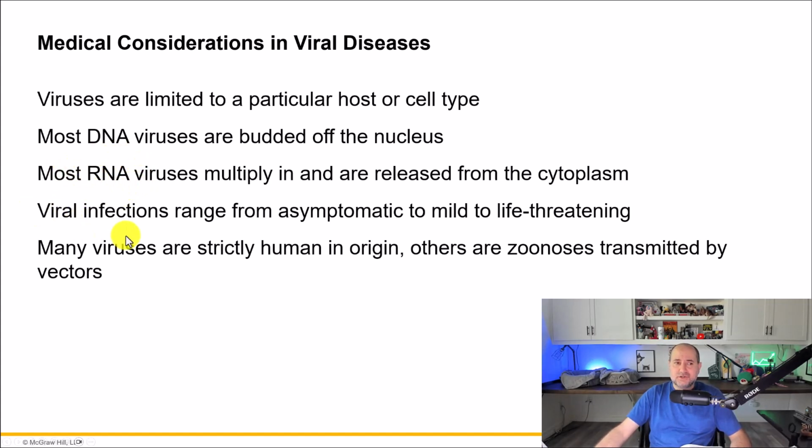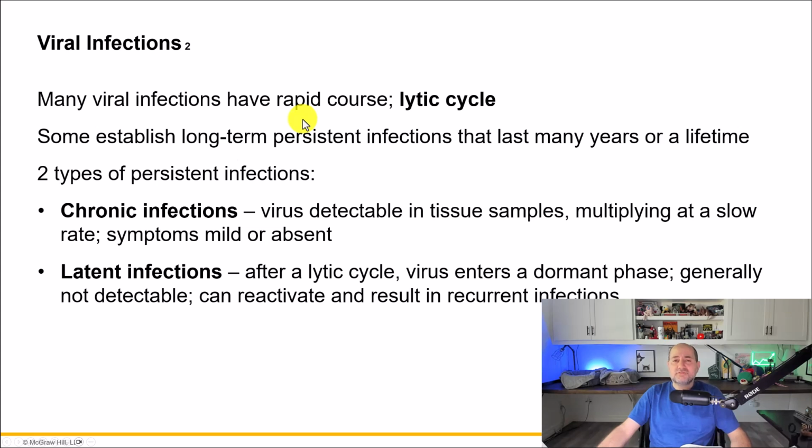And as you probably know, viral infections range from asymptomatic to mild to life-threatening. Depending on the virus, it might be strictly human to human. It could be a zoonosis spread by animals, or even transmitted by those vectors we talked about, like arthropods. Many of these viral infections have a rapid course. This is known as the lytic cycle. However, some of these viruses can form long-term persistent infections that may last years or even a lifetime. There are two types of these persistent infections: chronic infections and latent infections.